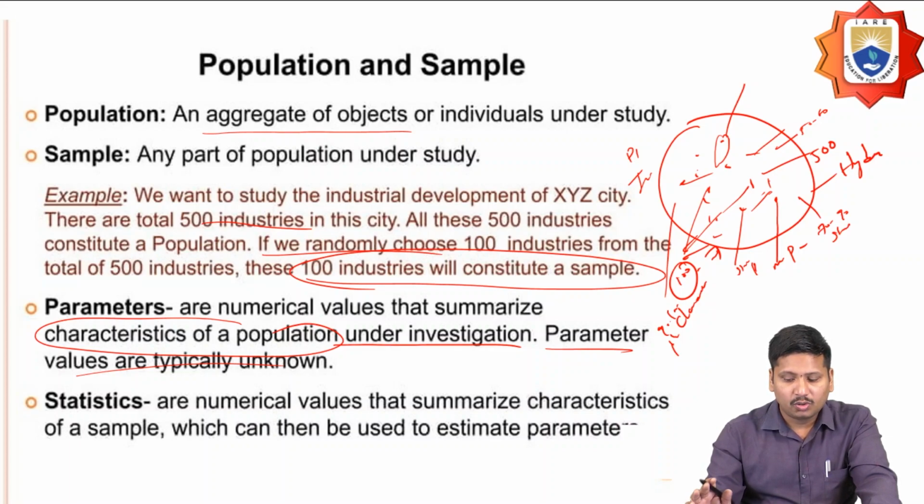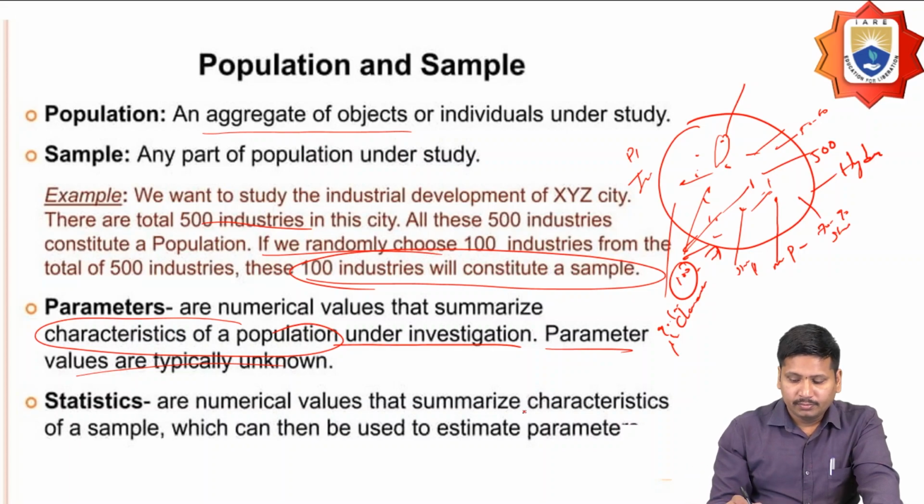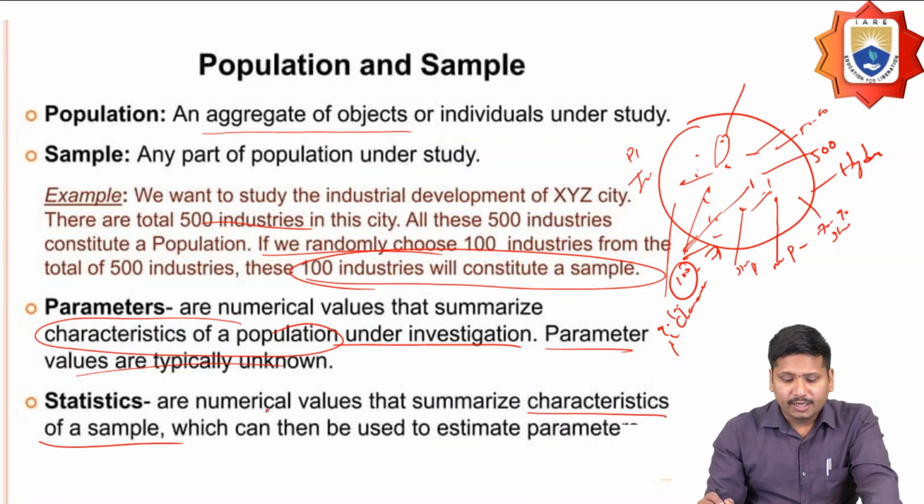And finally the next one is statistics. So statistics is also a numerical value, which characterizes the sample, the characteristics of the sample, and which estimates the parameter. So normally the parameter discusses the characteristics of the population, whereas the statistics discusses the characteristics of the sample here.